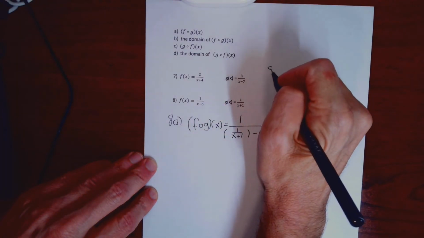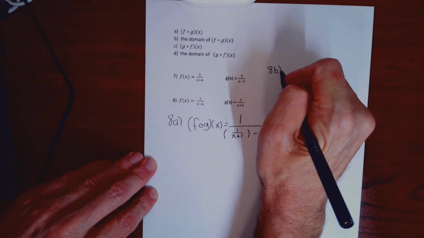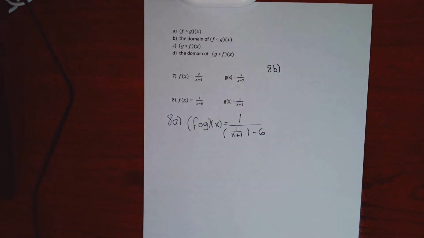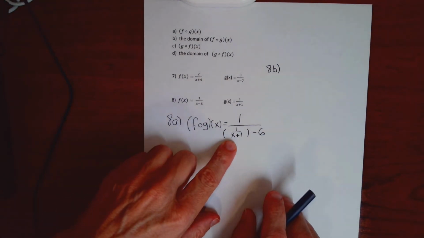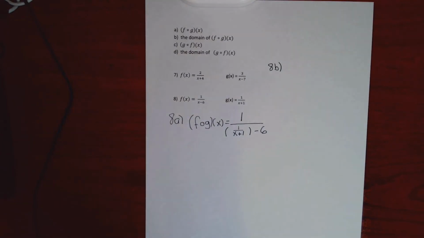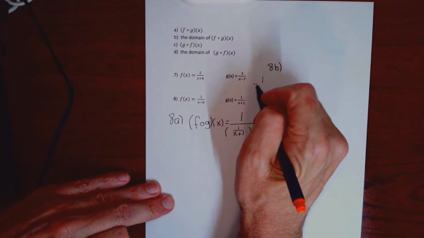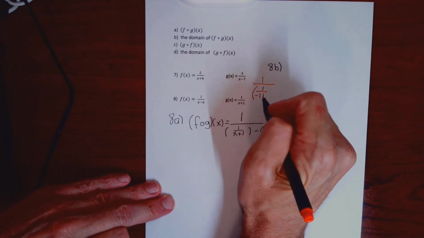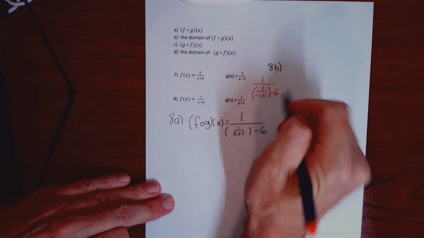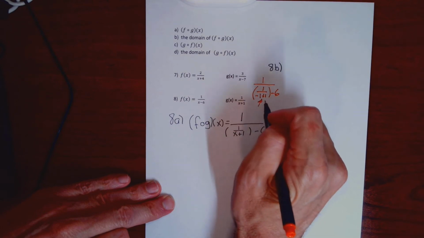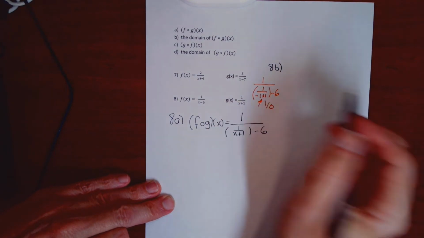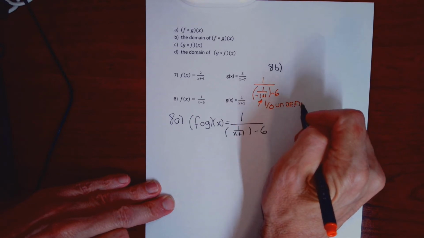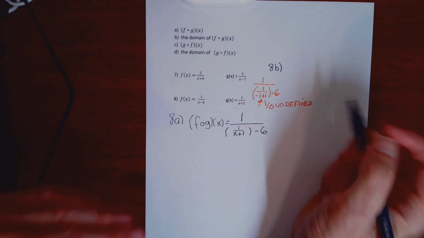Eventually I want to talk about the domain, and I'm going to need to start talking about it right now. If I put -1 in for x into this function in its unsimplified form, I would get this disgusting 1 over parentheses 1 over -1 plus 1 minus 6. And this piece right here would be 1 over 0, which would be undefined. So -1 isn't going to be in the domain of my function.